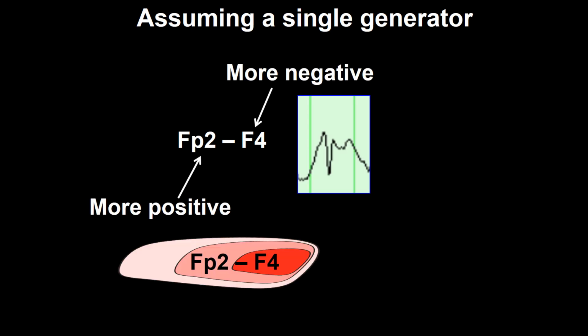If the generator of the activity is negative, F4 can be detected to be the absolute maximal negativity of the field in relation to FP2, or F4 may not be the absolute maximal negativity, but still in relation to FP2, it would be the absolute maximal negativity.